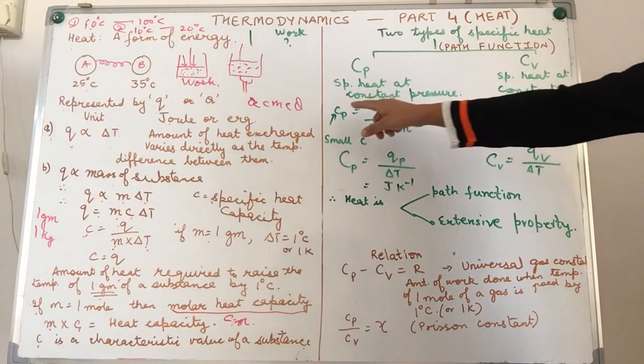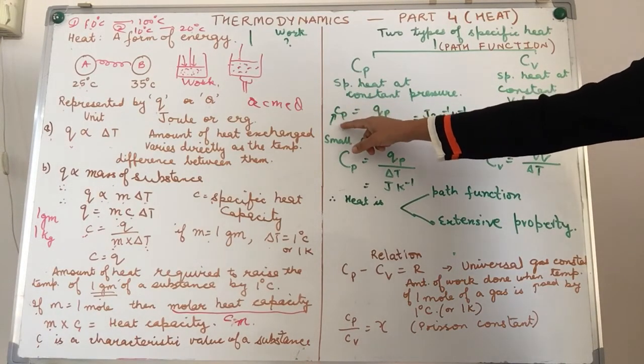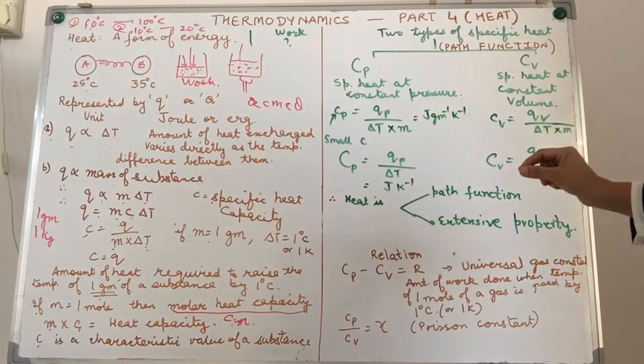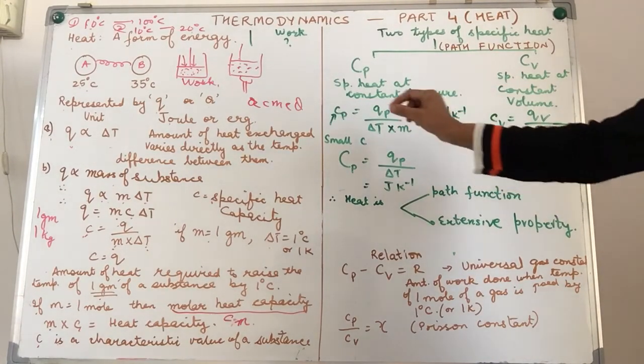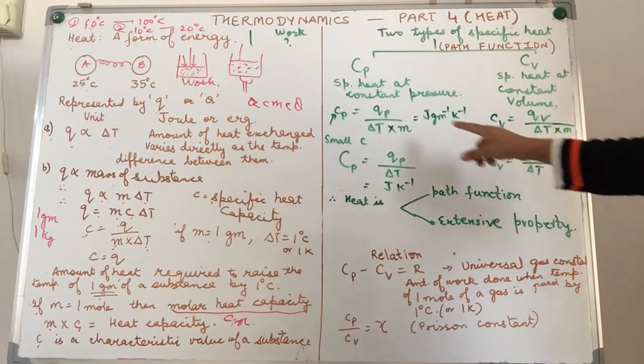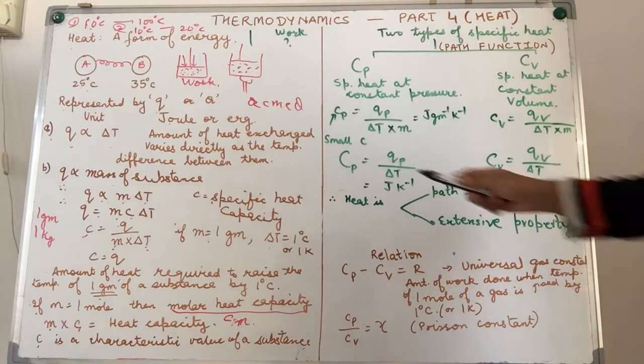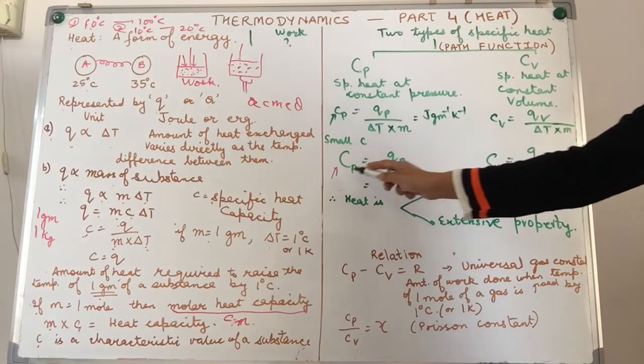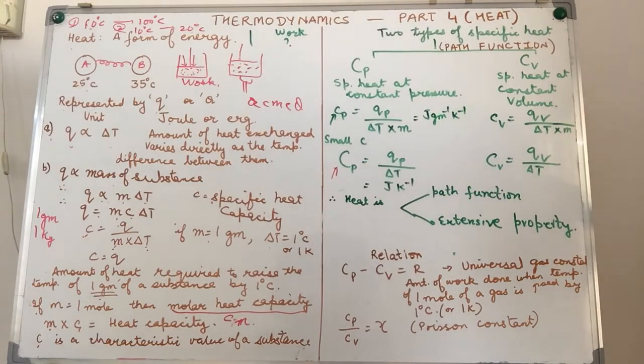Now, when I'm talking about specific heat, we shall write the c over here as a small c, whereas if I'm talking about only the heat capacity at constant pressure or constant volume, we denote it by a capital C. That is the only difference, but you have to be careful.